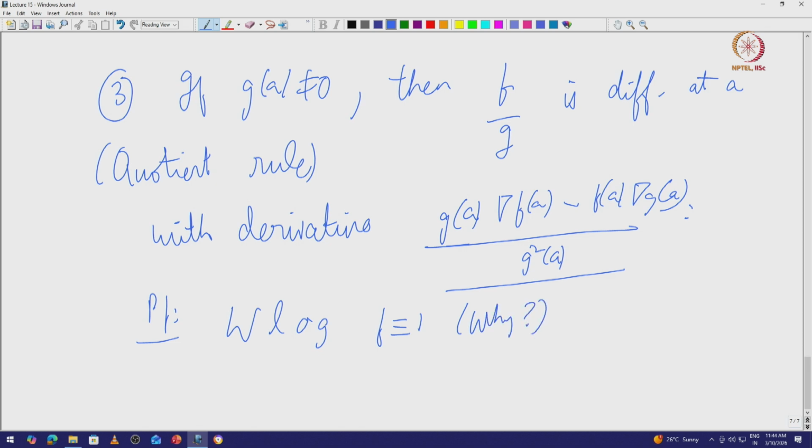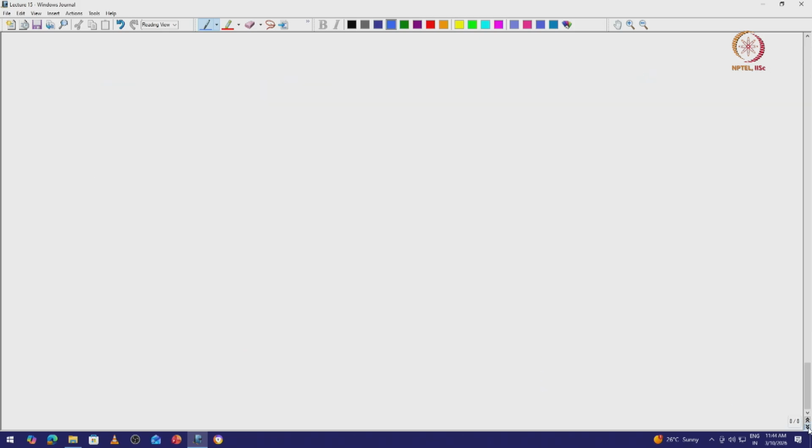Okay. I urge you to pause the video and think about it. We've already done this sort of thing when we discussed the continuity of f divided by g. So that's why I don't want to repeat the argument. All we need to do is look at 1 divided by g.